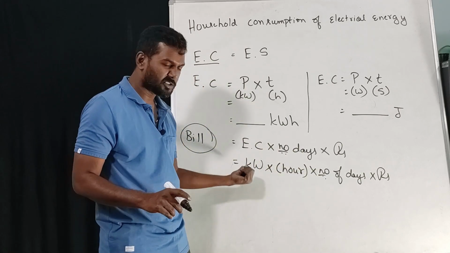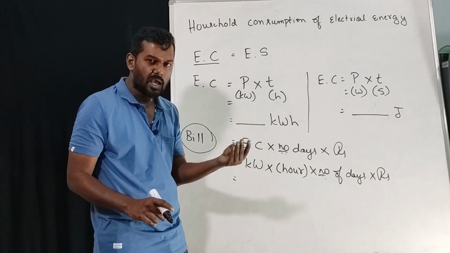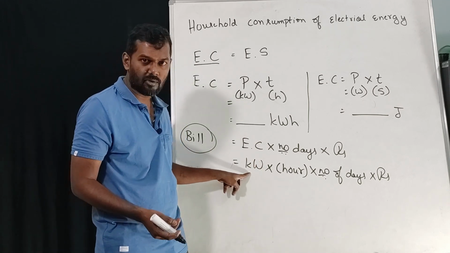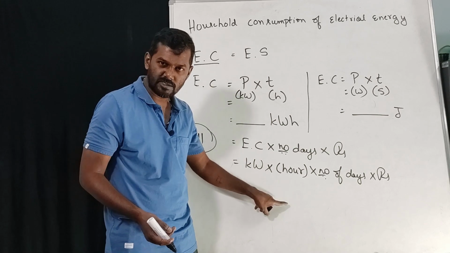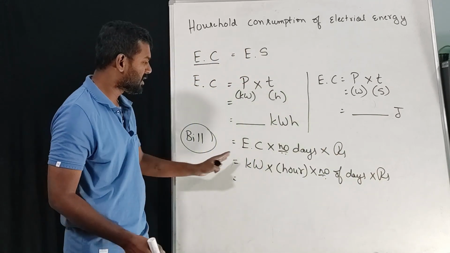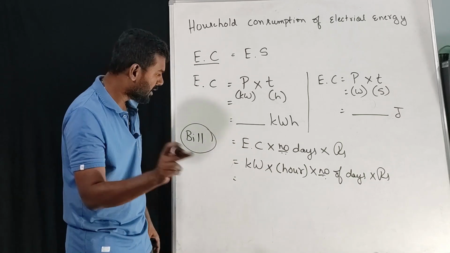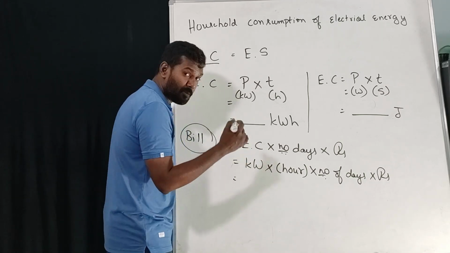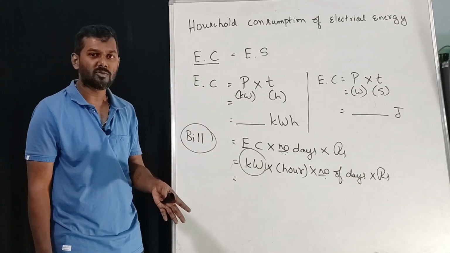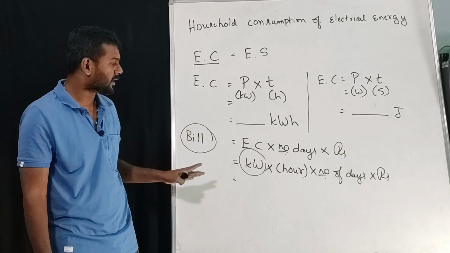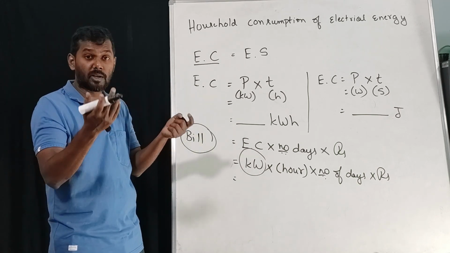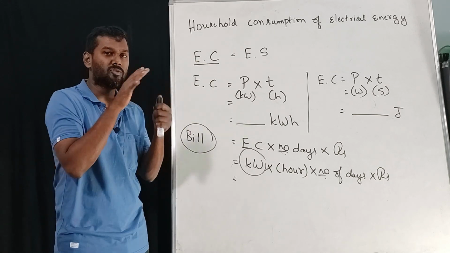Assume a washing machine is used for 4 hours every day for 20 days. The watt value will be given. 4 hours it is used, how many days? 20 days. The value of rupees will be given in the question, substitute it, you will get the answer. The only problem you are going to face will be converting watt into kilowatt. Just divide it by 1000, and the watt will be converted into kilowatt. This you should know. If you know this one, we are going to solve all the numericals. Don't worry about it. This is the method we need to understand.